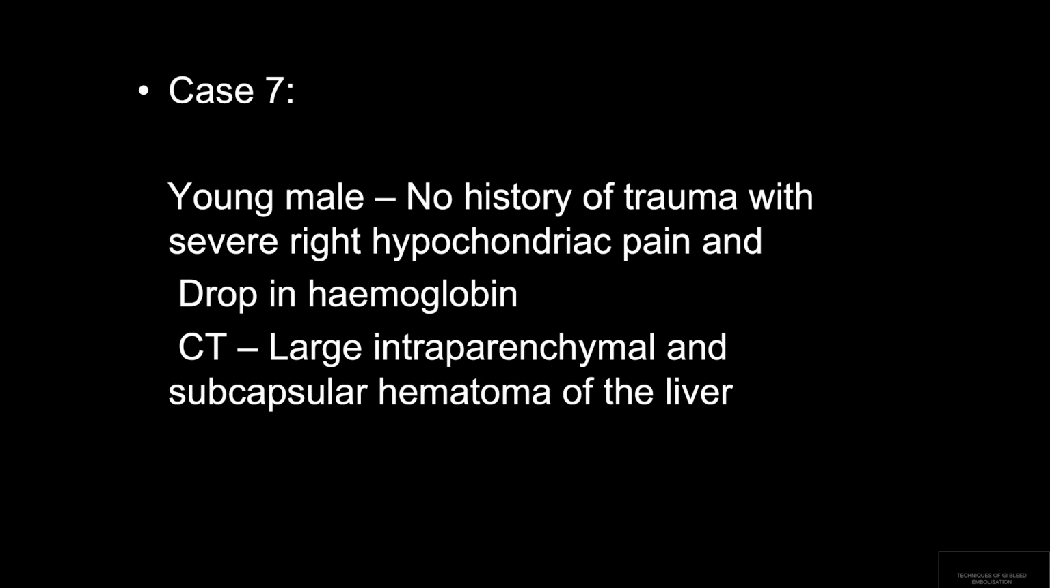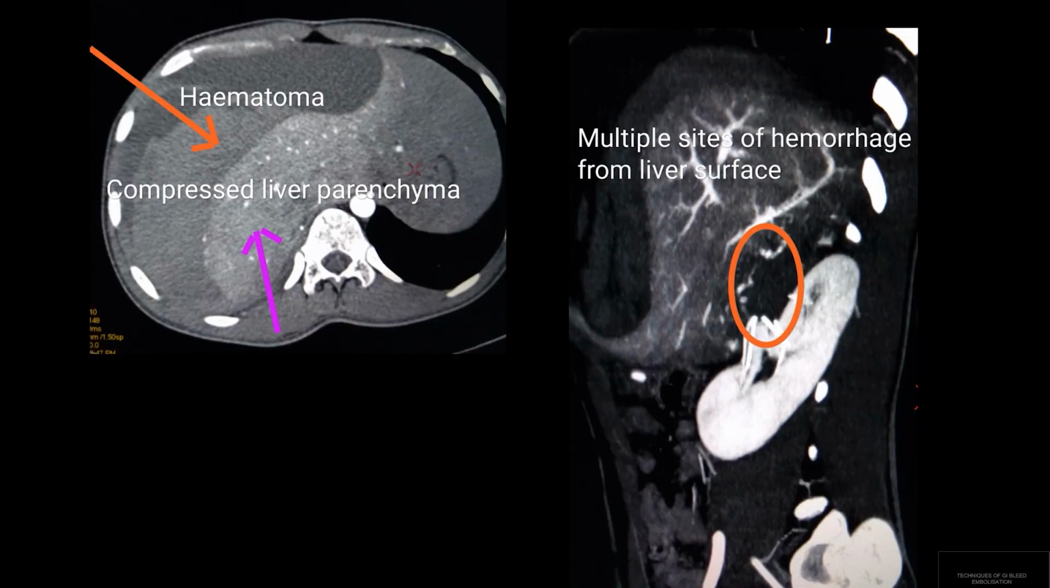So this is another young male with no history of trauma and severe right hypochondriac pain. There was a drop in hemoglobin, and CT findings were like there was a large hematoma compressing the liver parenchyma, and this entire thing is the hematoma, which was predominantly subcapsular, and the liver was markedly compressed. And there is a hematoma at segment 6 with multiple sites of active hemorrhage from the hematoma.